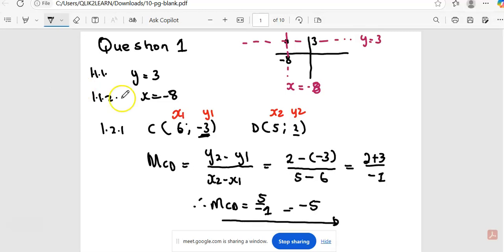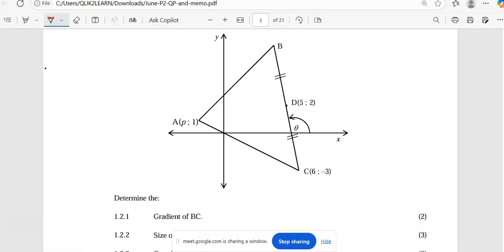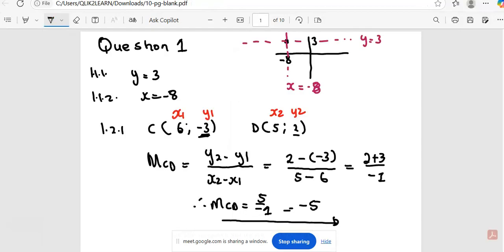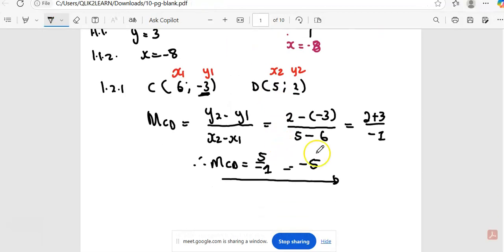But let's go back to the question, guys. Ladies and gents, remember the question said the gradient of BC. So therefore, the gradient of BC is equal to the gradient of CD. Why? Because these are collinear points.